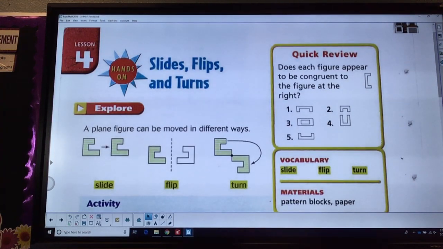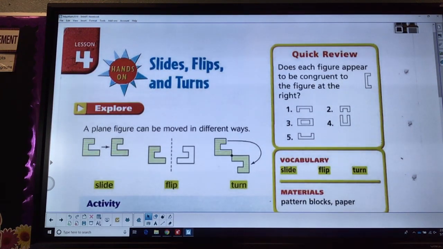Hi, third grade. This is lesson 20.4 for Thursday, May 7th. It's on slides, flips, and turns. And hopefully you've been able to view the BrainPop Junior on it, as well as my introduction with the terms of translations, reflections, and rotations. So let's go ahead and get started.